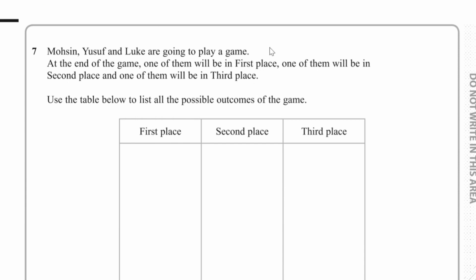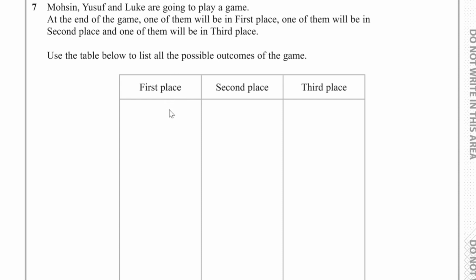Question number 7. Mohsin, Yusuf and Luke are going to play a game. At the end of the game, one of them will be in first place, one of them will be in second place, and one of them will be in third place. We have to use the table below to list all the possible outcomes of the game.